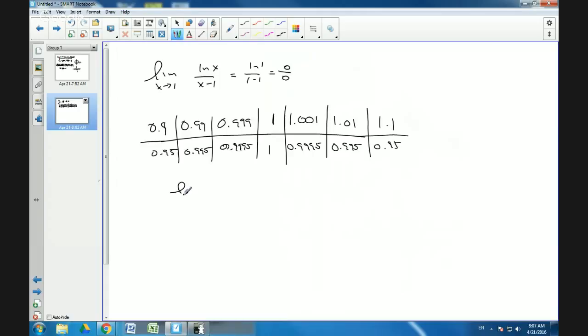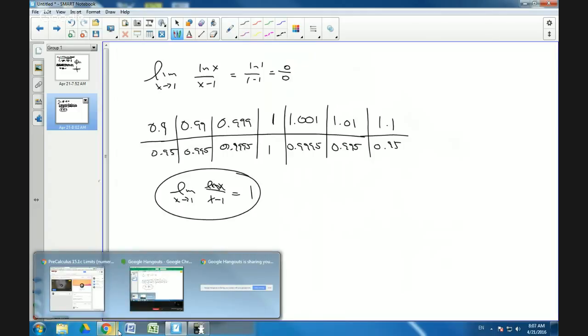Okay. So the limit as x approaches 1 of ln x over x minus 1. Second way to do it, you can also use the table feature in your calculator if you want. Doesn't matter, but just a couple ways there to do it. All right. Are we good there? Think you can handle those?